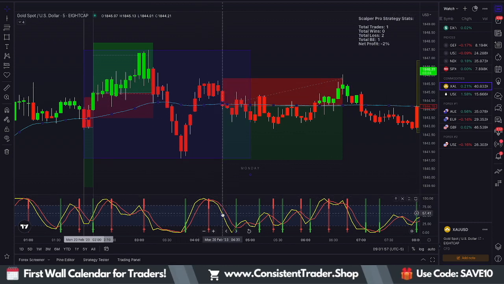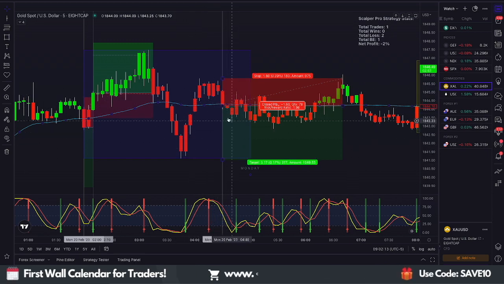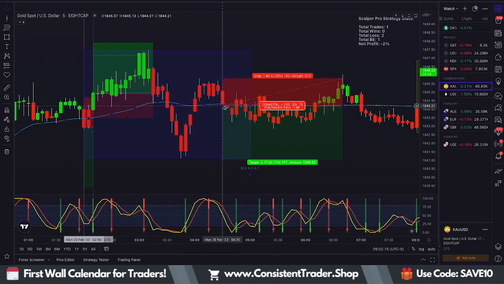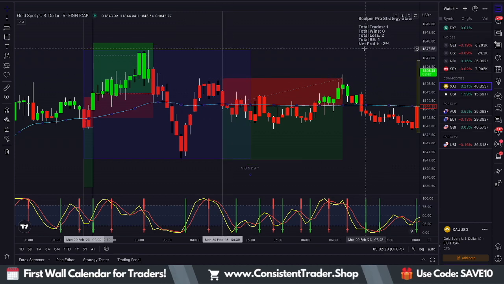Our stochastic RSI has not been oversold yet, so a valid entry opportunity with our crossover signal 1, 2, 3, 4 candles ago. I'd still consider it valid because price hasn't moved too far into the short direction right here. We just made our first close below the VWAP on this candle, so I would have still taken a trade, and it goes down into our trading stats for this week. And so far on the gold spot US dollar chart, we are looking at a net profit of minus 2%.